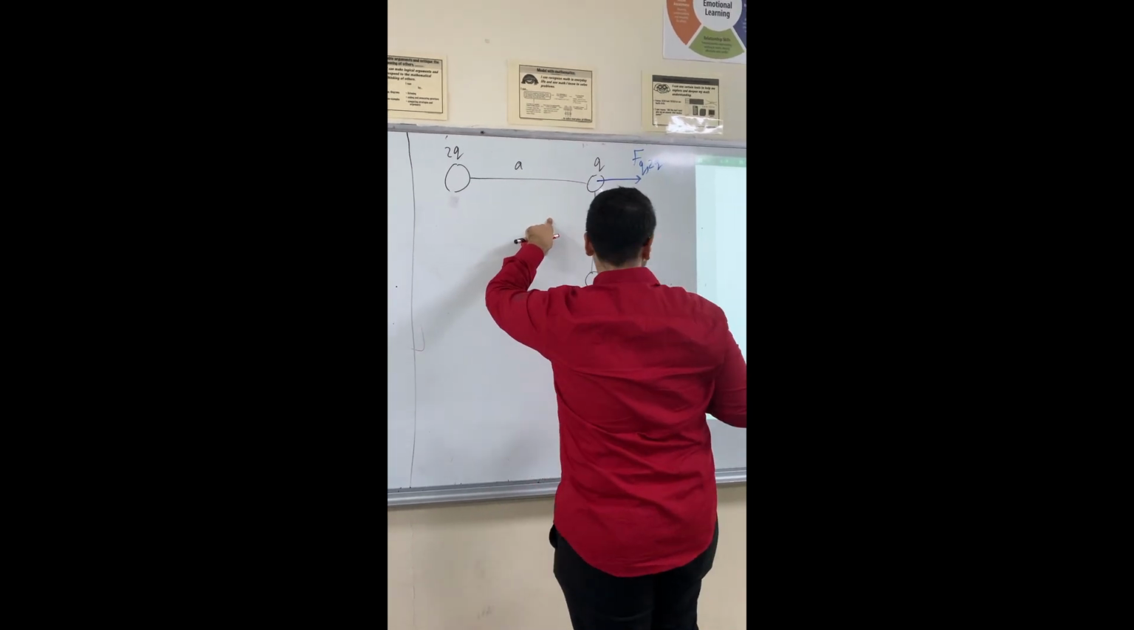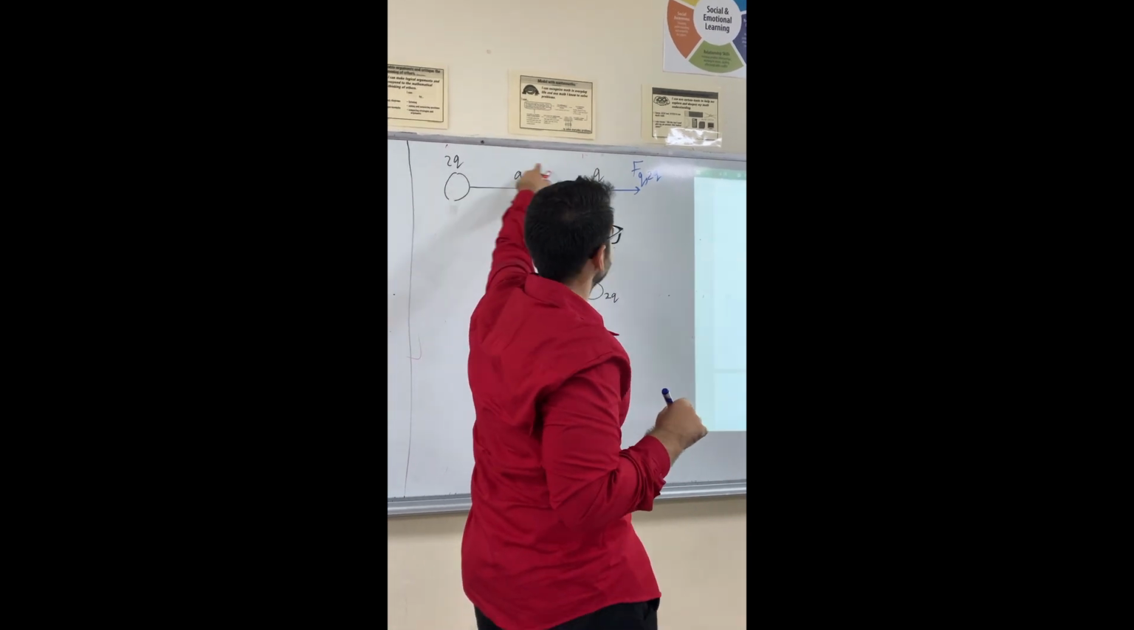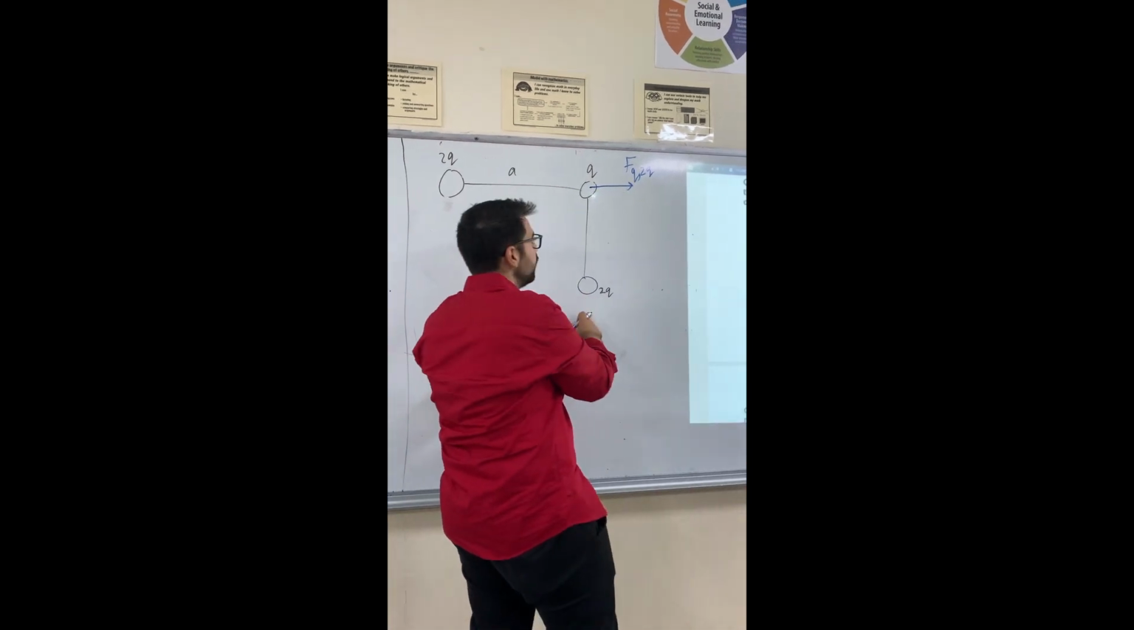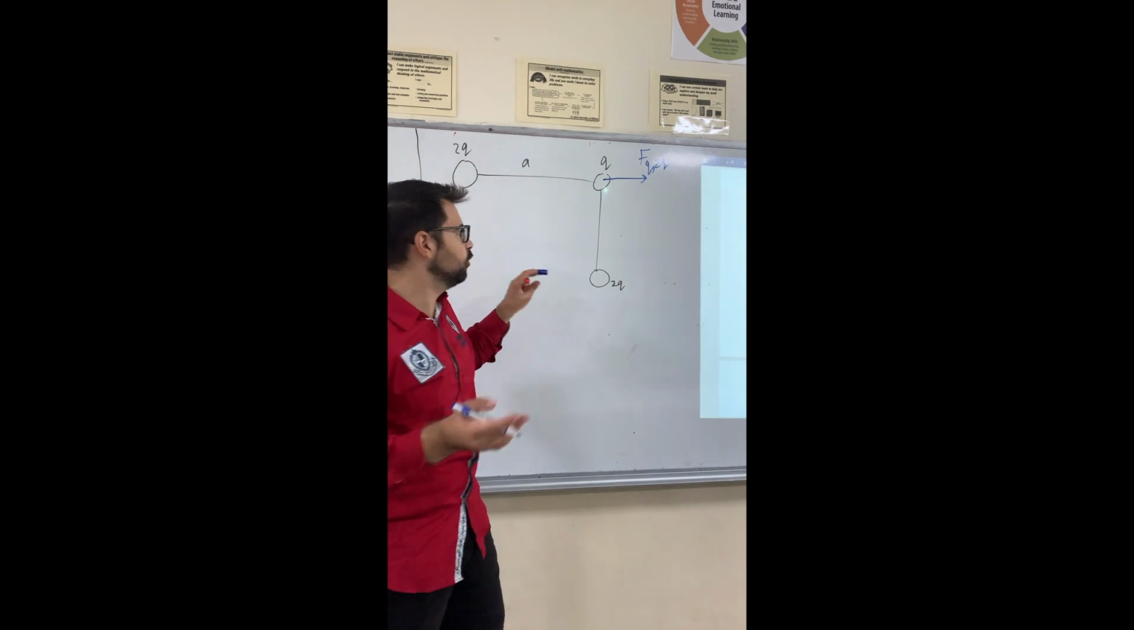Can you write the signs so we can know if it's attractive? Yeah, look at it. Same sign. Q, 2Q, positive, positive. Now, Q and the other 2Q, do they attract or repel? They also repel.